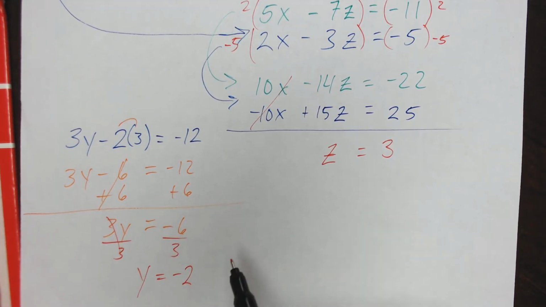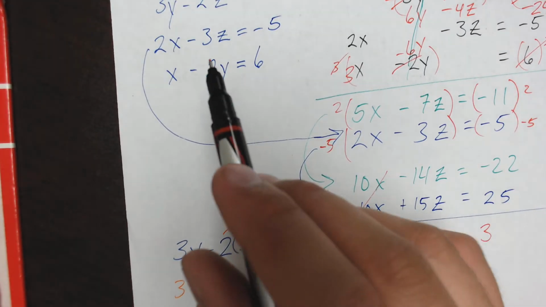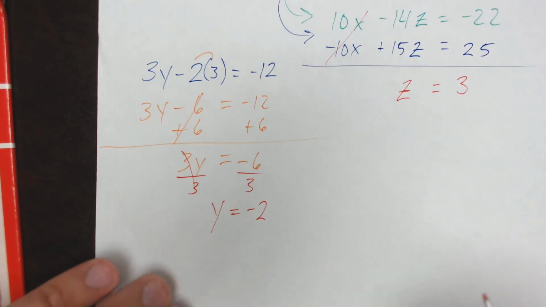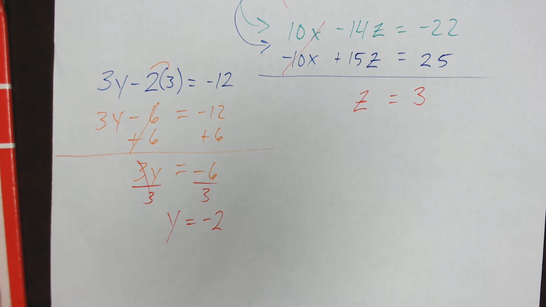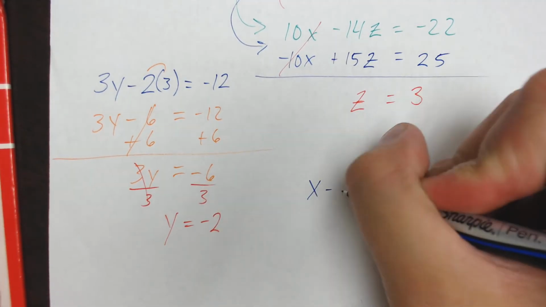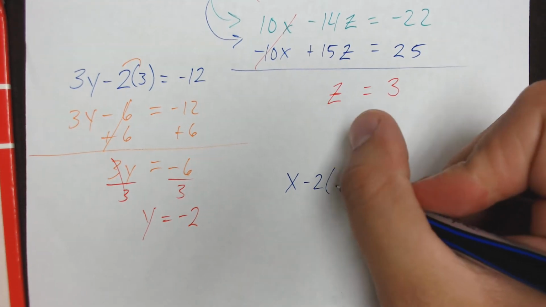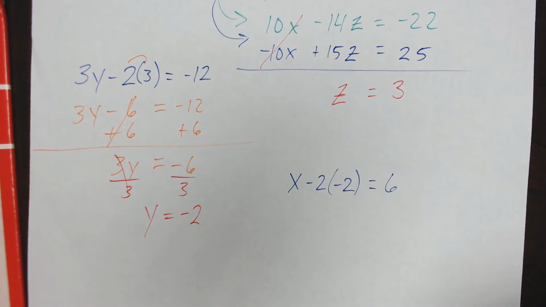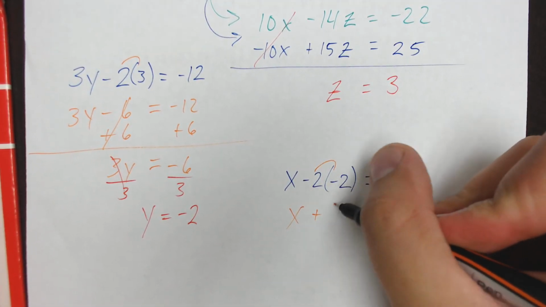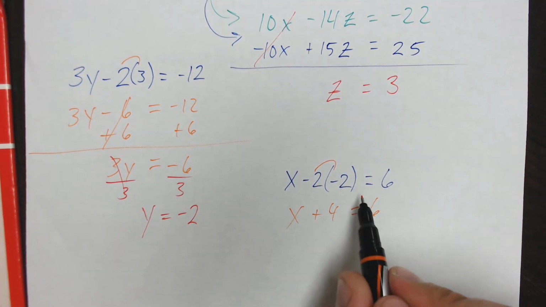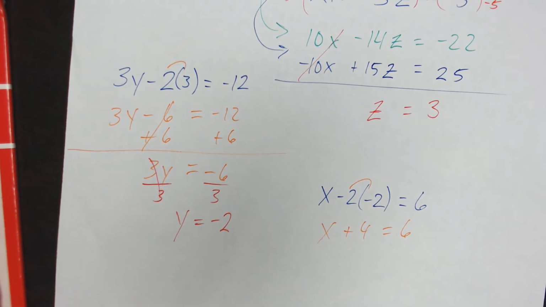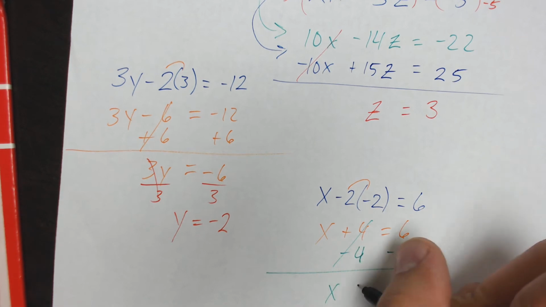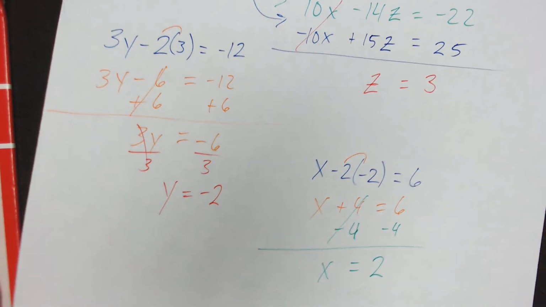So now that I know that z is 3 and y is negative 2, I can then pick any one of these equations with x and solve for the last unknown. So I'll go ahead and do x minus 2y equals 6. So if y equals negative 2, then x minus 2 times negative 2 equals 6. Well, then I simplify. x plus 4 equals 6. Negative 2 times negative 2, that's 4. And I subtract 4 from each side, and then I get x is equal to 2.